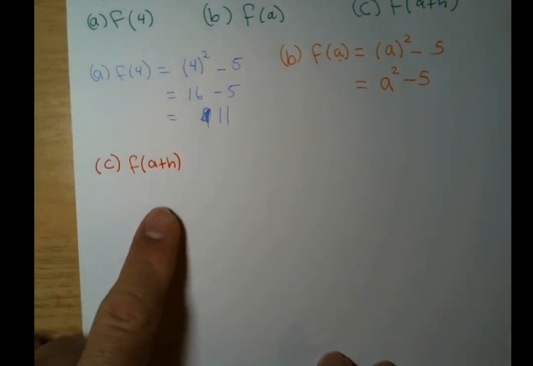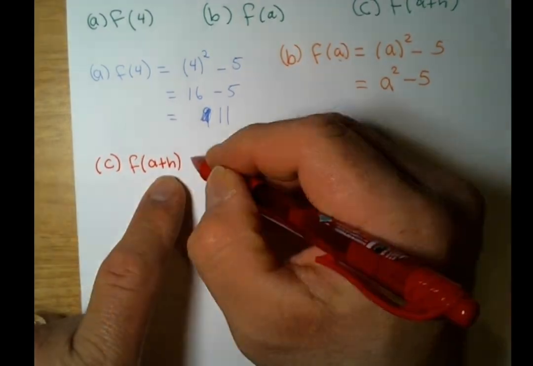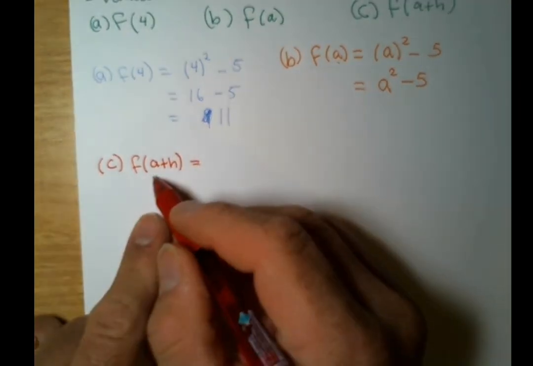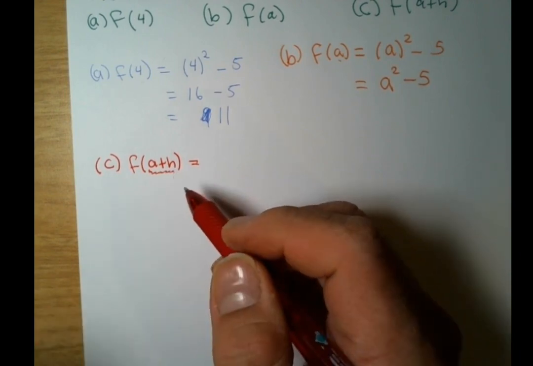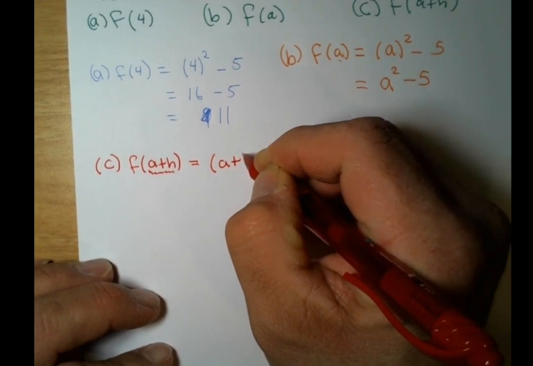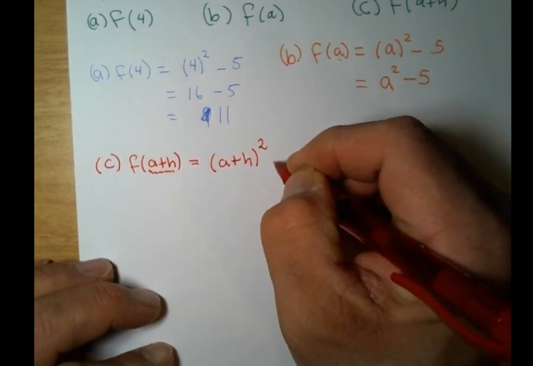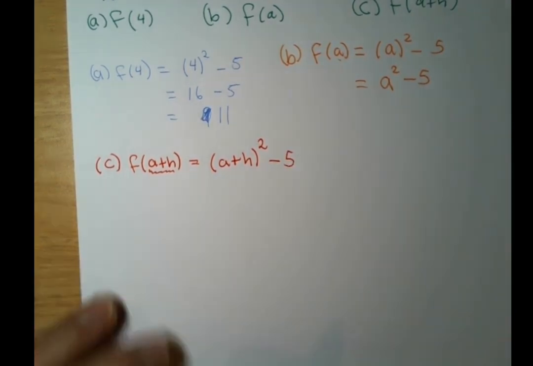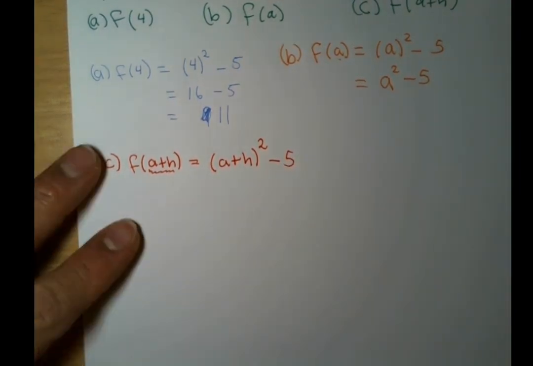Okay, now again, right here, these are a and h, some unknown values. The only thing we can do here is, again, these come together, right? It says wherever x is, replace it by this quantity, a plus h. So here we have a plus h, that whole quantity, squared minus 5.